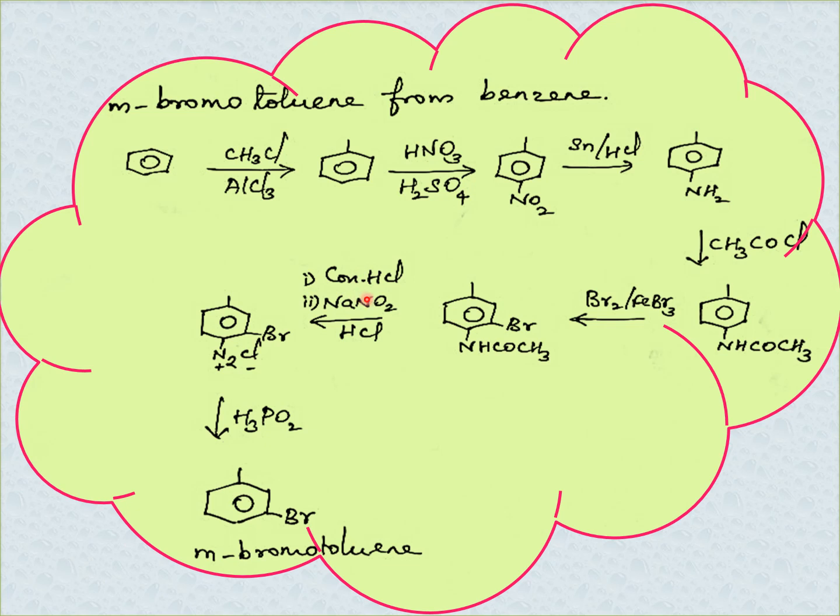which on further reaction with concentrated HCl, this anilide group is converted into amine. That amine is treated with sodium nitrite and HCl. It is converted into a diazonium salt, which on treatment with the phosphorus salt gives metabromotoluene.